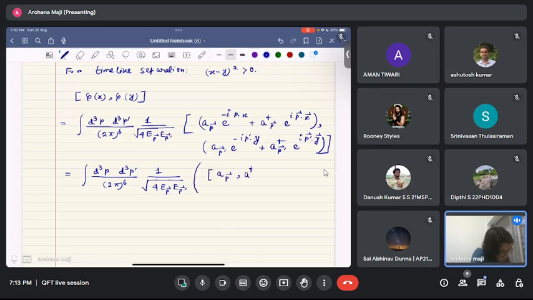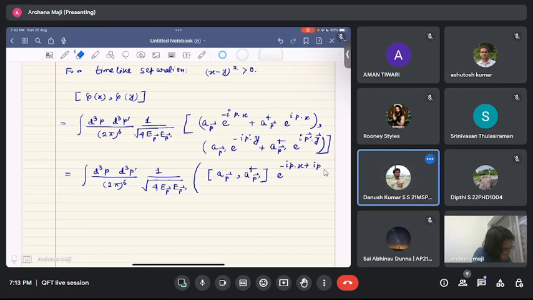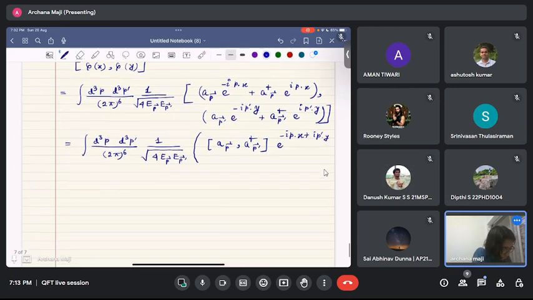A dagger p prime, exponential of minus i p dot x plus i p prime dot y, plus ... p dot x minus i p prime dot y. Why did I write vector here?